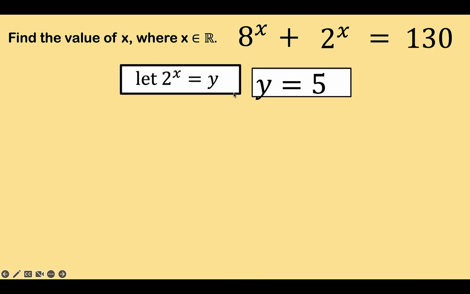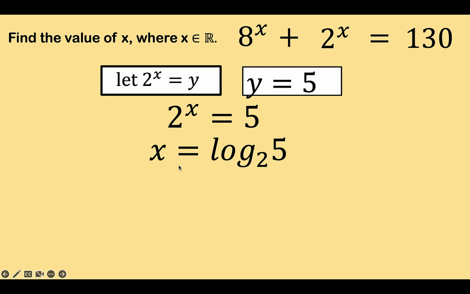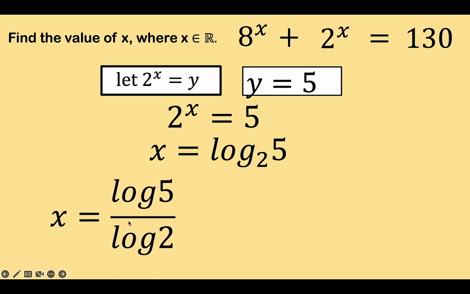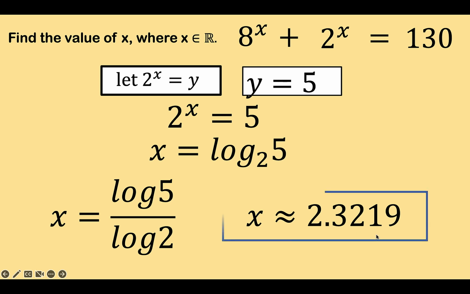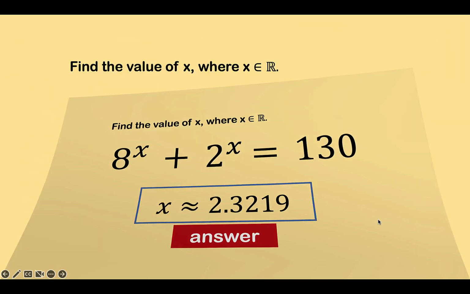We have 2 raised to x equals y, and y is equal to 5. So by the transitive property, we now have 2 raised to x equal to 5. Again, we are solving for the exponent, so we can use logarithms. So x is equal to the logarithm of 5 to the base 2. And by using the change of base property of logarithms, we now have x equals the common logarithm of 5 over the common logarithm of 2, which is approximately equal to 2.3219. So this is now the value of x in this equation, and so this problem is now solved.